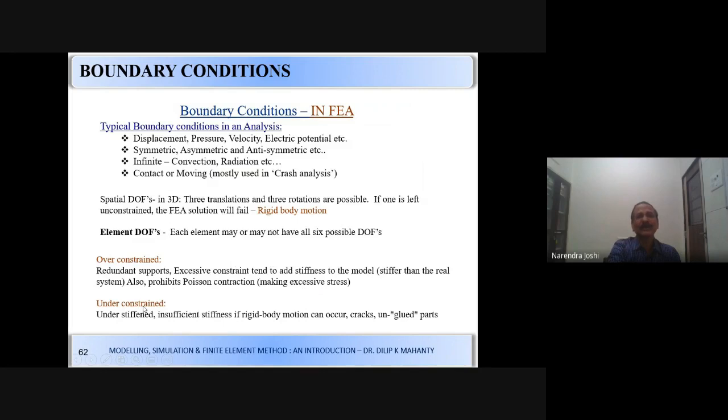These two points are very important: over constraint and under constraint. We should not over constrain the whole system, because then it will have redundant supports. Excessive constraining will not give us a correct model. It will be very stiff. Under constraining is also very bad because it may lead to rigid body movement.